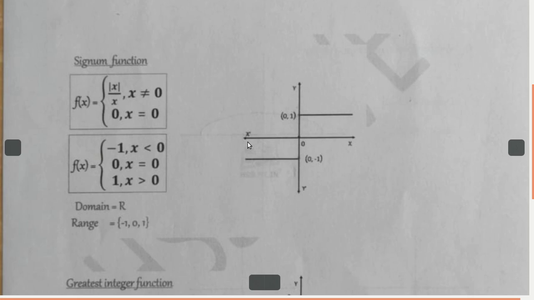You know that its domain is the set of real numbers. The range means up to here only, minus 1 to 1. Minus 1, 0, 1 only. The set {minus 1, 0, 1} only. The domain is equal to the set of R.